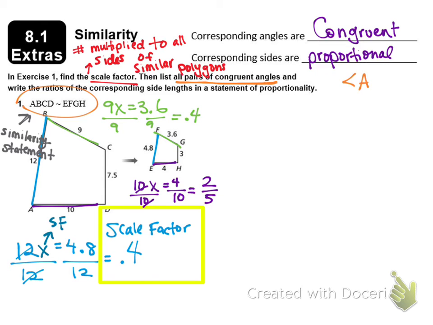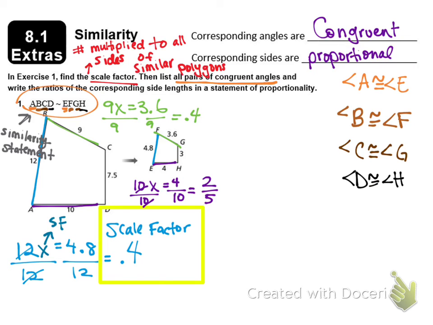We can start with angle A. It's the first letter in the first figure. What does A correspond with in the second figure? E. So angle A is congruent to angle E. You can keep going. Angle B is congruent to angle F, agreed? Angle C is congruent to angle G. And then the last one, angle D is congruent to angle H.